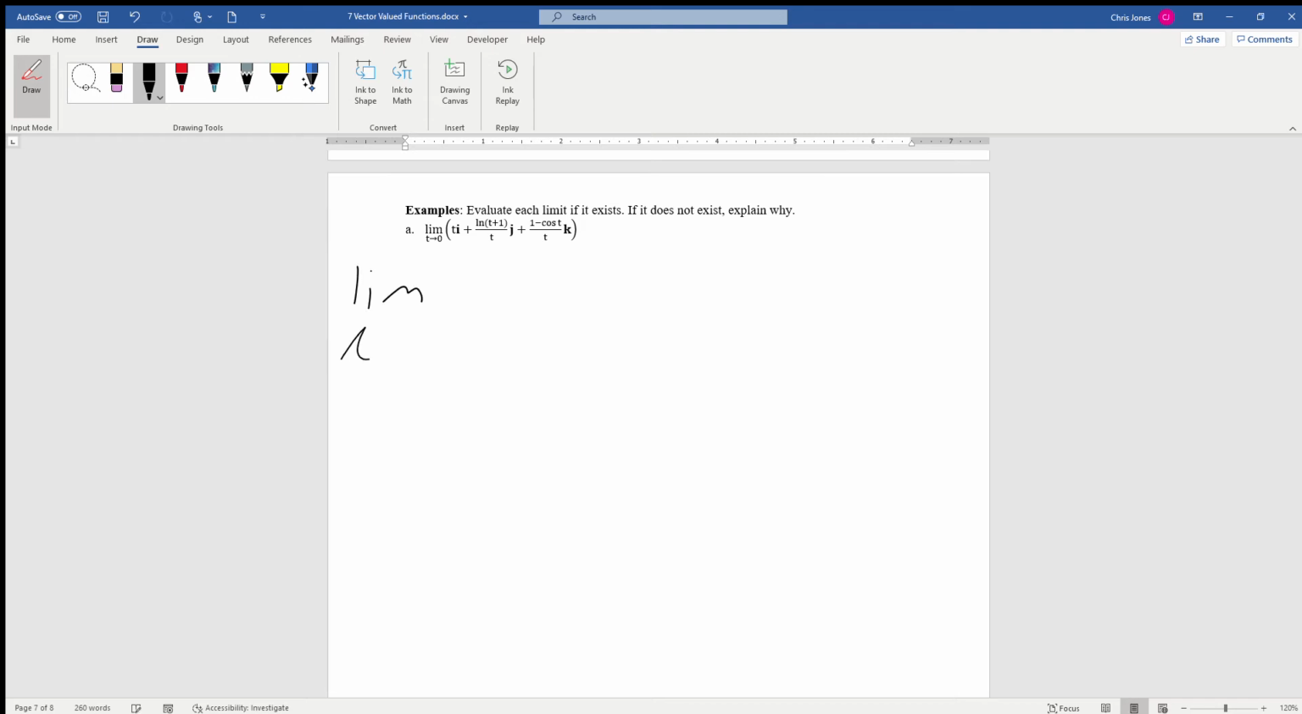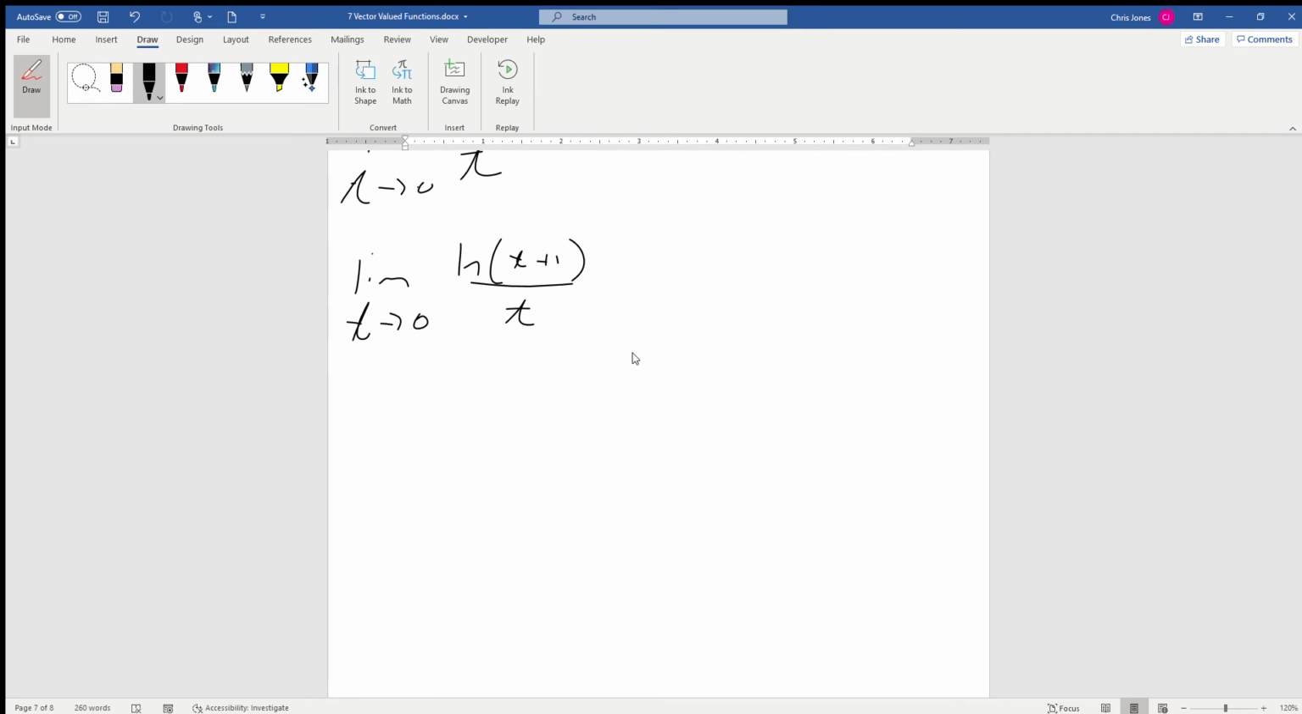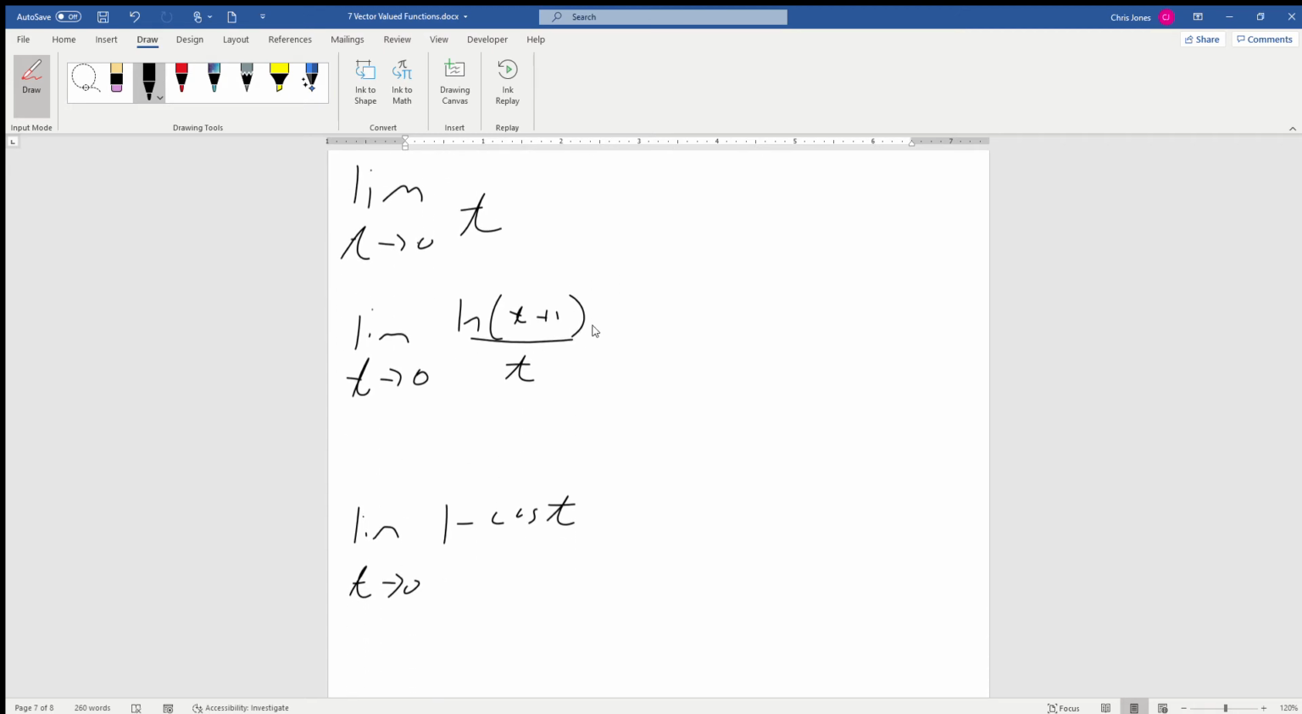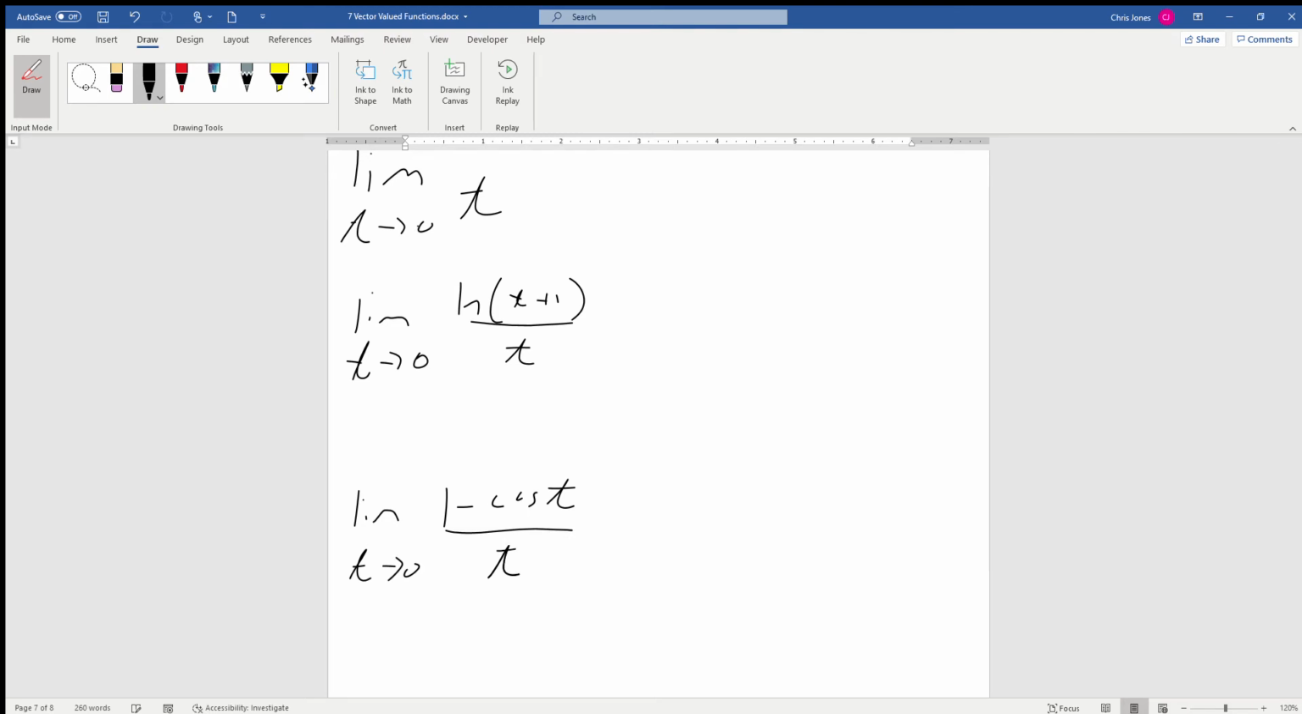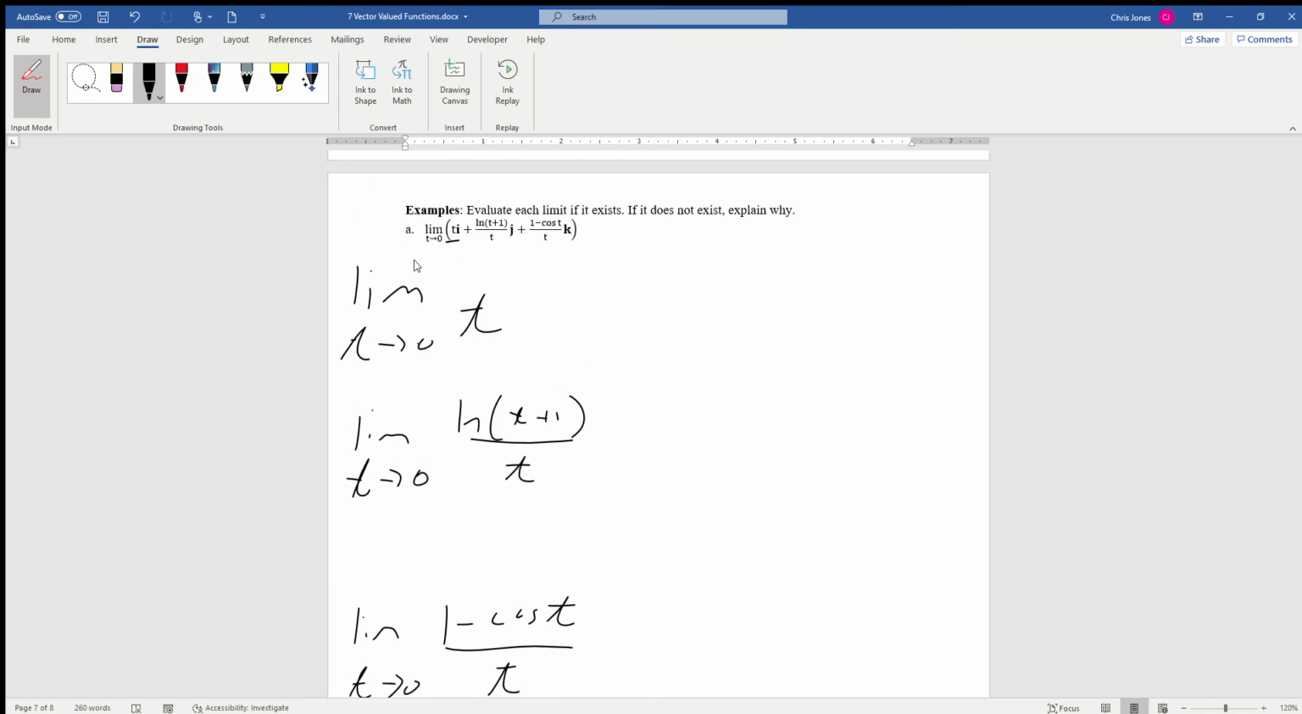We're going to say lim as t approaches 0 of t, which is the first coefficient, lim as t approaches 0 of ln(t + 1) divided by t, and then I'm going to leave a little space, and then we're going to have lim as t approaches 0 of (1 minus cos t) divided by t. Notice we left the i, j, and k off. We'll worry about that in a few moments.